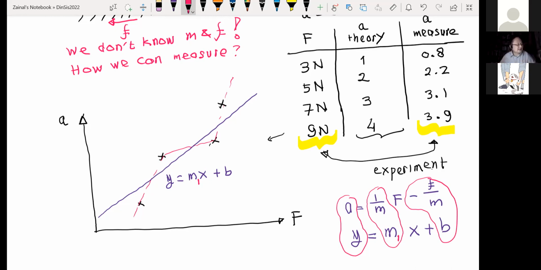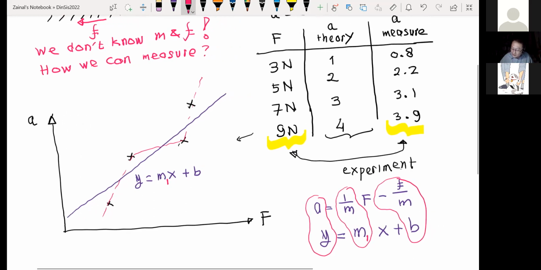Okay, let's try to derive the equation to obtain the best straight line. It does not necessarily pass through all the points, because if you do that, then the line is not linear. But our equation shows that the line must be linear.